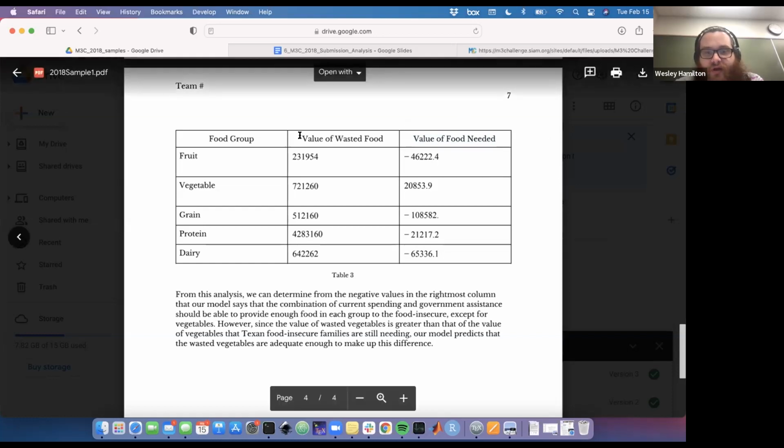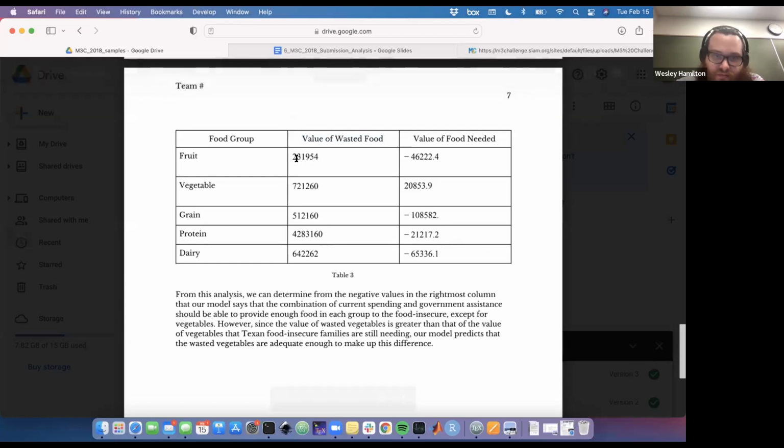And so looking at this, the value of wasted food, the units are missing. Generally, this is dollars, or this might be thousands of dollars. So that's something that maybe I would have liked to have seen. But then over here, value of food needed.